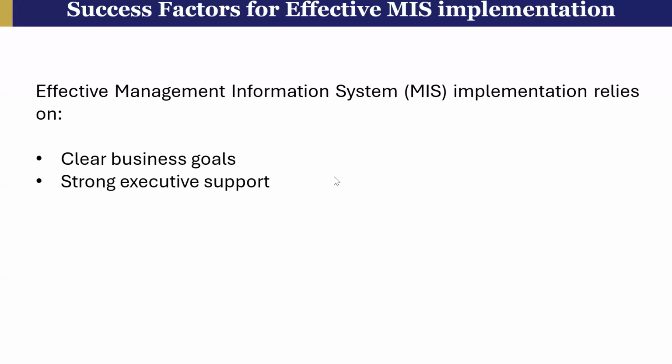So to ensure effective implementation of MIS, you need to rely on clear business goals. If you don't have the business goals, then what are we supposed to achieve? You also need strong executive support. If the government, the minister, the president is not ready to support, issues will come up. Therefore, we need strong executive support.